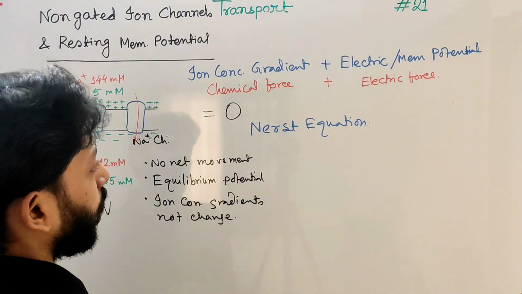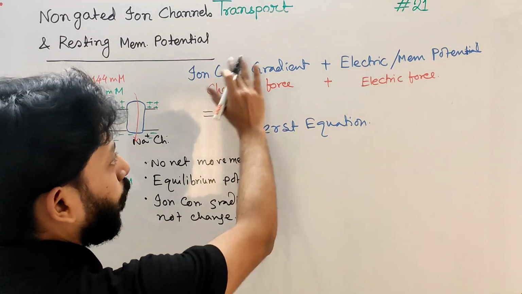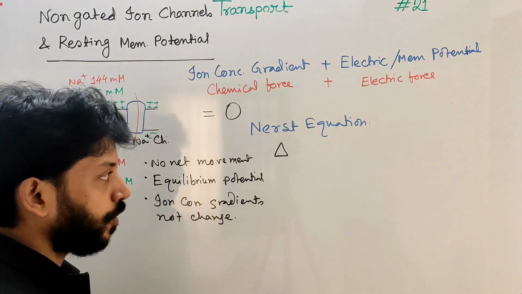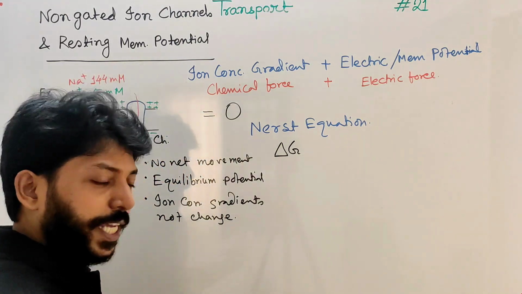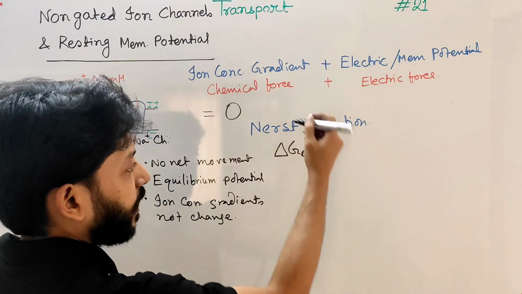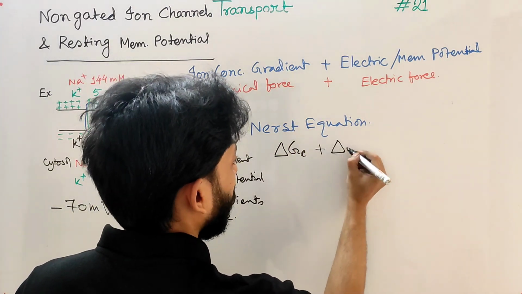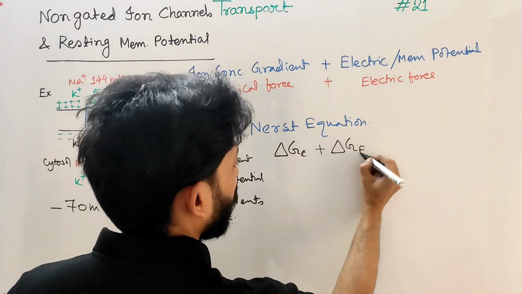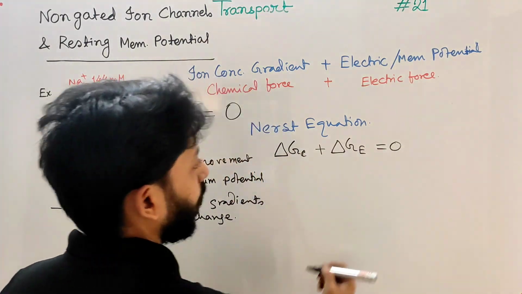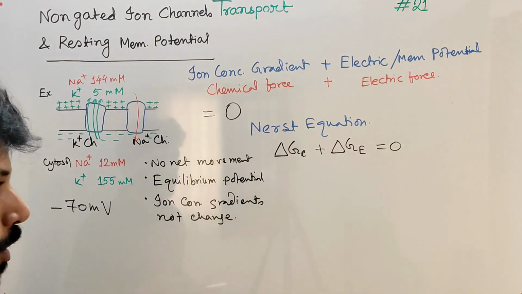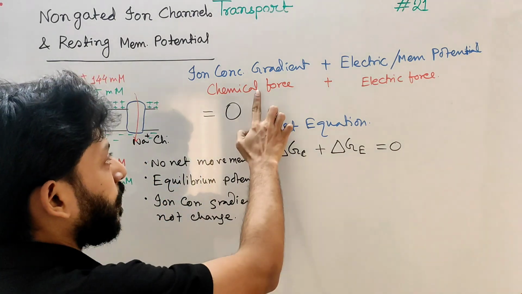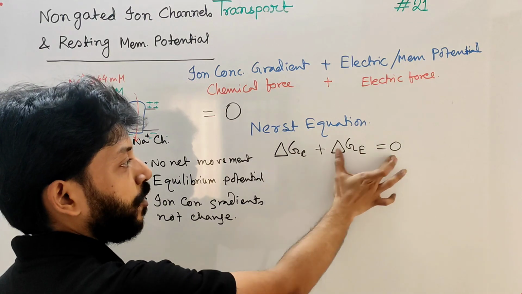The first thing we have to understand is that the Nernst equation is derived from these two forces. Suppose the free energy change for this chemical concentration gradient, and if you add the free energy change for this electric force, we will get the value of 0 at equilibrium potential, or this resting membrane potential. So at the resting membrane potential, the free energy change by the chemical force and the electric force will be 0.